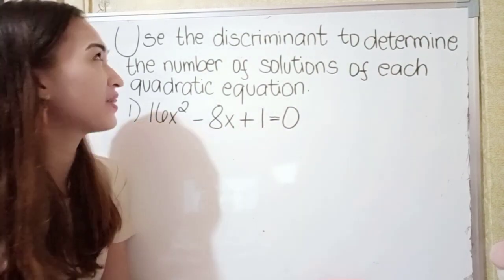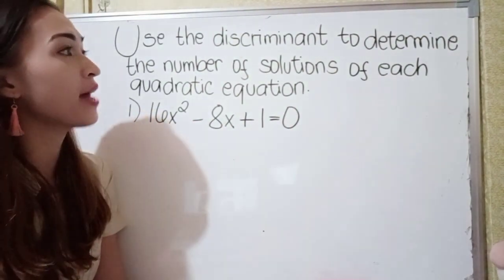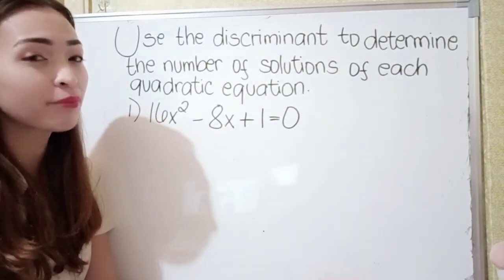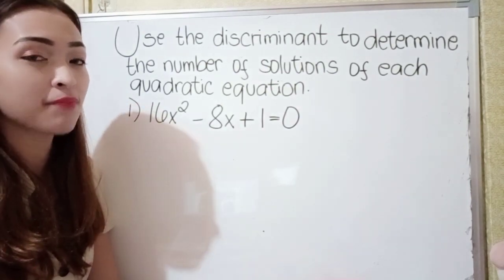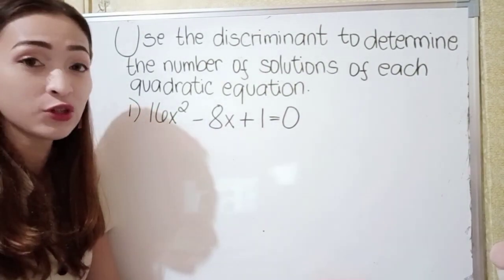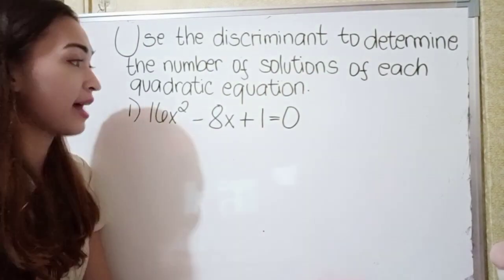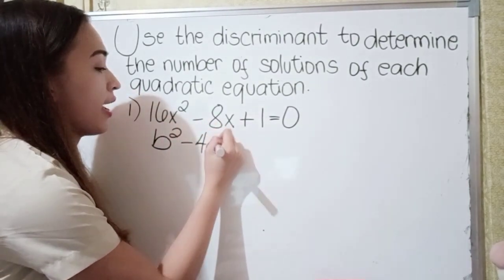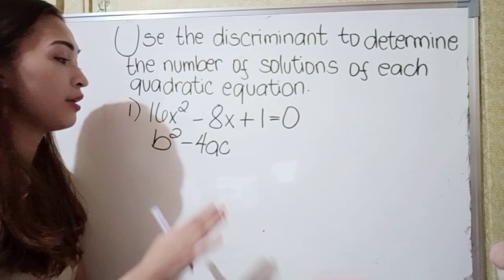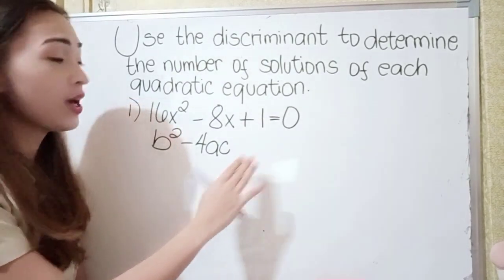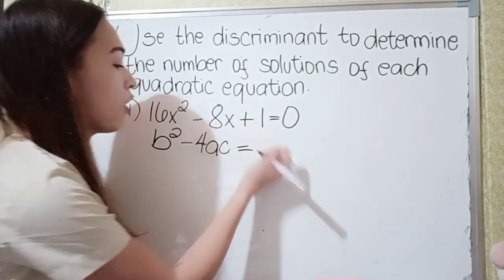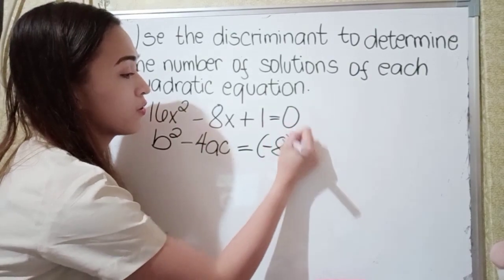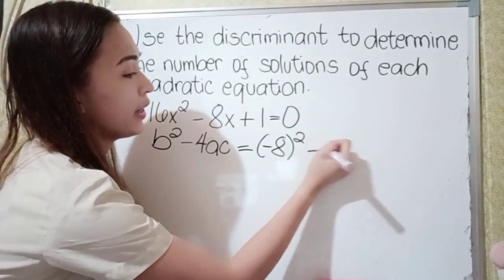Alright, for example, use the discriminant to determine the number of solutions of each quadratic equation. For number 1, we have 16x squared minus 8x plus 1 equals 0. To evaluate the discriminant, again we have b squared minus 4ac. We just substitute the values of b, a, and c into the formula. The value of b here is negative 8, so negative 8 squared minus 4.